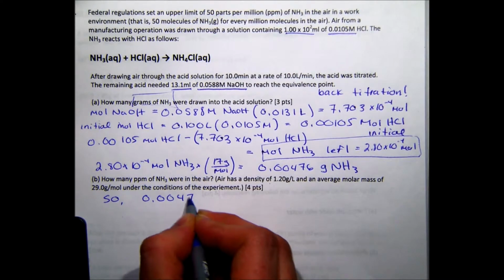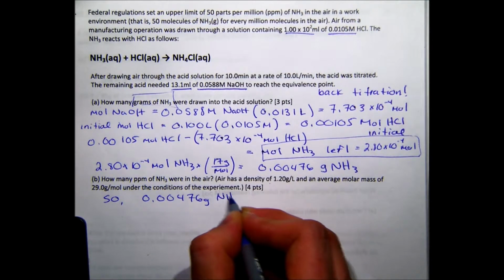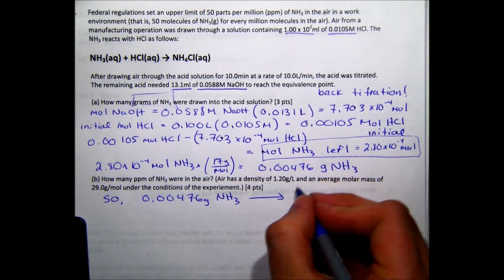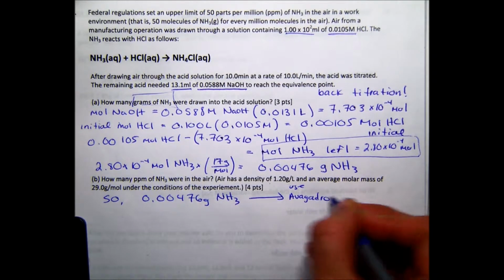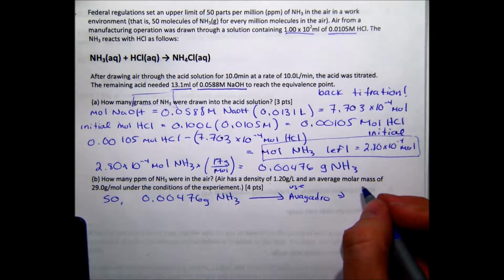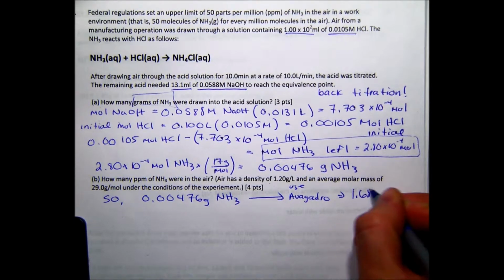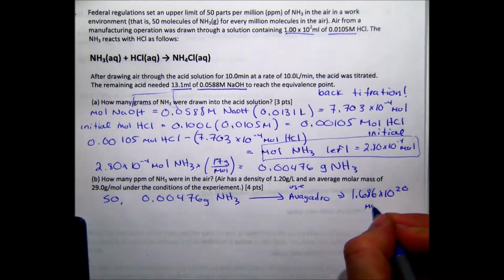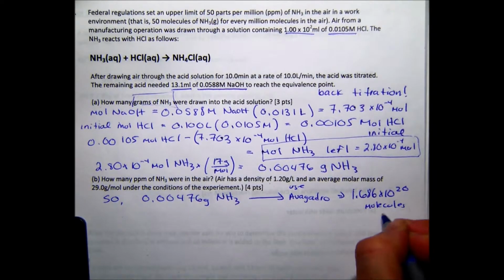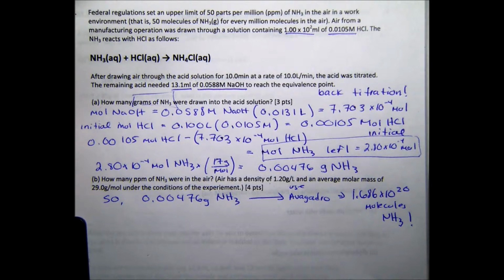So in part B, it says how many parts per million of ammonia were in the air. Air has a density of 1.2 grams per liter, and the average molar mass of air, remembering it is a mixture, is 29 grams per mole. So the first thing we do is we convert the grams of ammonia into molecules of ammonia using Avogadro's number. And we end up with what we expect to be a big number, 1.686 times 10 to the 20 molecules of ammonia are present.